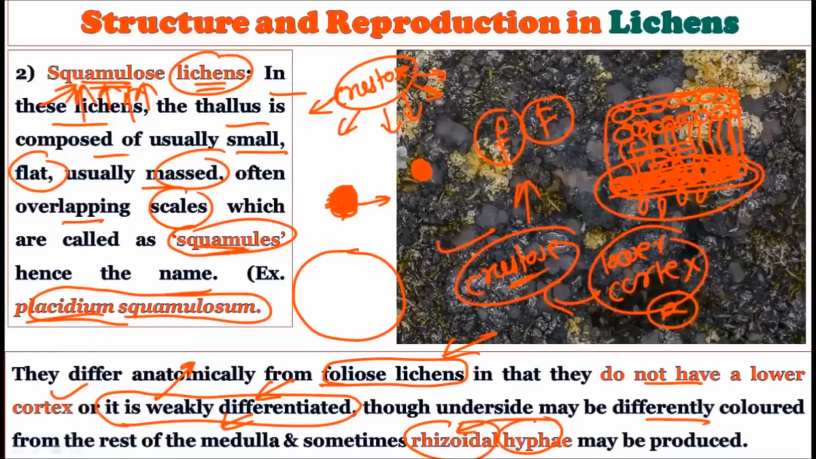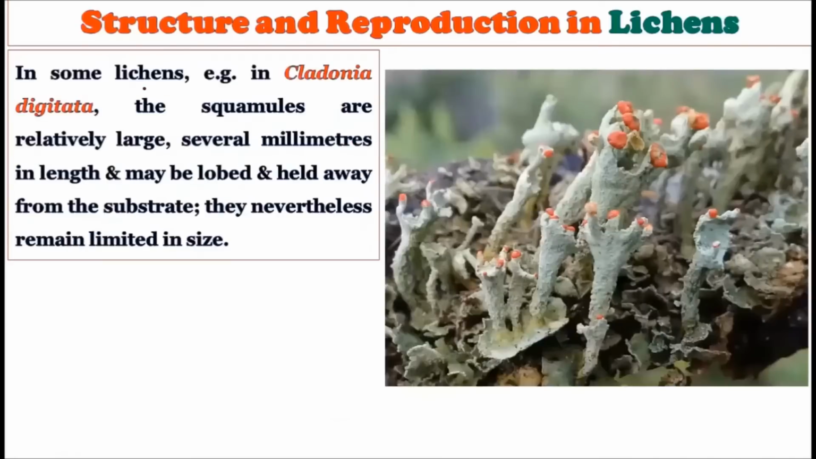Anatomically they differ from Foliose lichen because they lack the lower cortex, but sometimes it shows a little differentiation. That means the lower cortex is differentiating from this point, and sometimes they also show the rhizoidal hyphae, which again makes them more advanced than the Crustose lichen, but still they are lacking behind the Foliose or the Fruticose lichen. See, in some lichens, for example, Cladonia digitata. Of course, observe this particular picture. This picture belongs to Cladonia digitata. This is the lichen, and it is called Cladonia digitata.